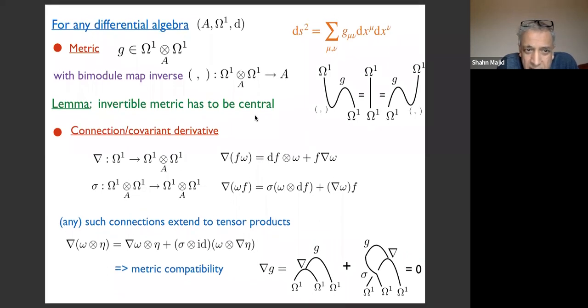Invertible metrics turn out to have to be central. Now, I know there's a lot of people who don't like that, and I apologize for that, but there are two ways you can see that. One is that you could say it's a constraint from non-commutative geometry about which metrics can be quantized. Because being central, once the algebra is non-commutative, is actually a strong constraint. So it means not necessarily every geometrical metric can be quantized in a way that remains central.